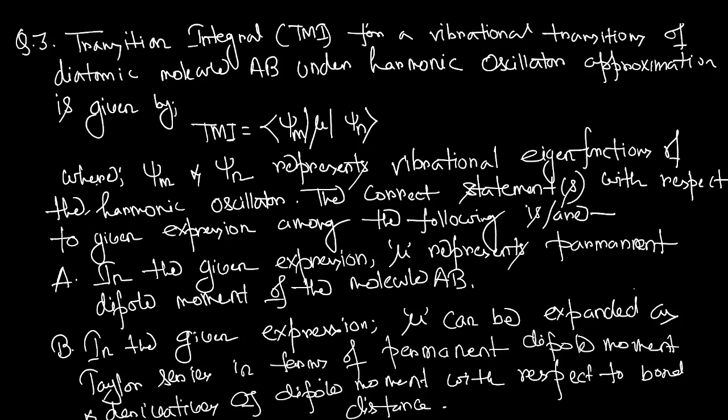For the transition to happen, from the first two or three classes we saw that it depends on the factor, the transition moment integral. If it's 0, there will be no transition. So for a fruitful transition the value should not be 0. The expression of the transition moment integral, after a few deductions, is something like this. Now this is called the transition dipole.